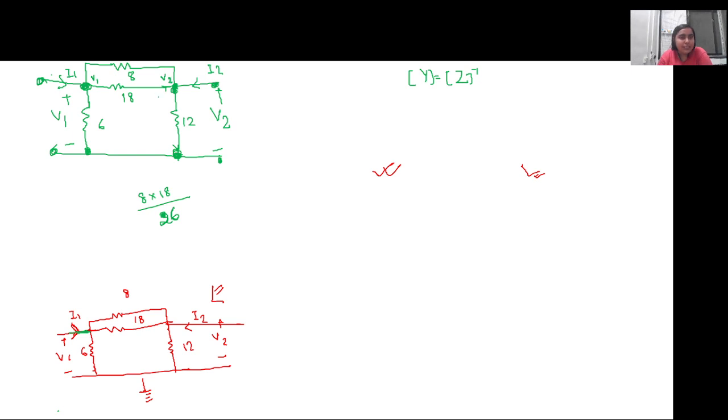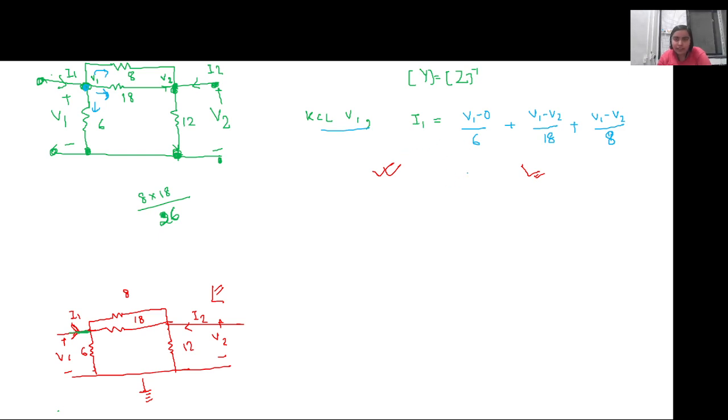Now I can apply KCL at V1 and V2, right? KCL at V1: I1 current is flowing in, and let the current in the other three branches be flowing out. So applying KCL at V1, I1 will be equal to V1 minus 0 by 6, then the voltage drop across the 18 ohm resistance, V1 minus V2 by 18, plus through the 8 ohm resistance, which is also connected between V1 and V2, V1 minus V2 by 8. This is applying KCL at V1.